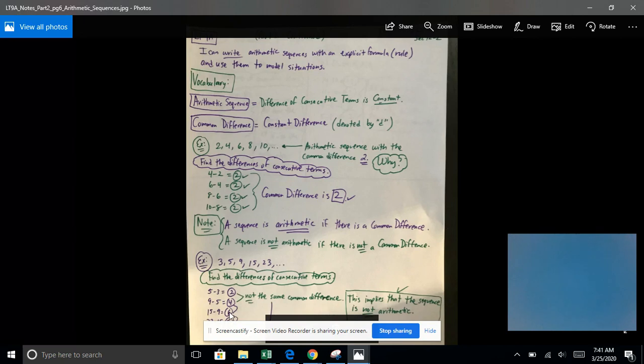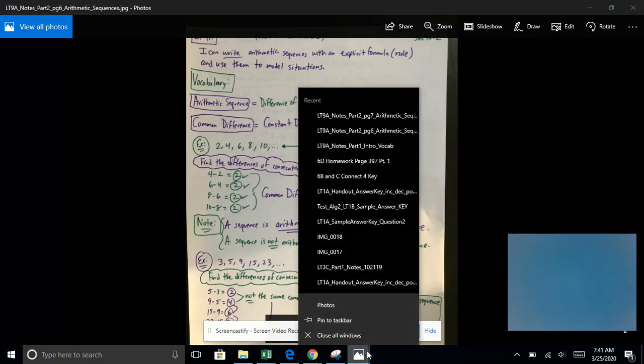So notice I showed the work for the other ones. 15 minus 9 is 6. And last but not least, 23 minus 15 is 8. So since they're not the same number here, when we calculated the differences of the consecutive terms, this implies that the sequence is not arithmetic. Okay? All right, we're going to do one more.